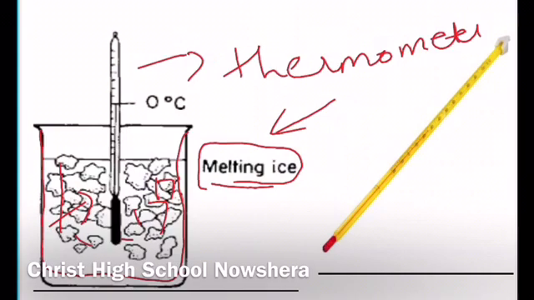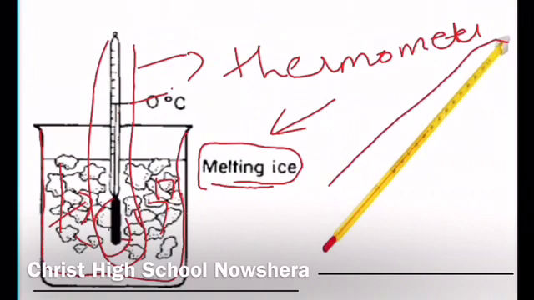So we have to insert the laboratory thermometer into the ice. The bottom of the thermometer is with the ice cubes. It means that whatever temperature is shown in the thermometer will be the temperature of the ice cubes, because we dipped the thermometer inside the ice cubes. So we are going to check the temperature changes during melting.